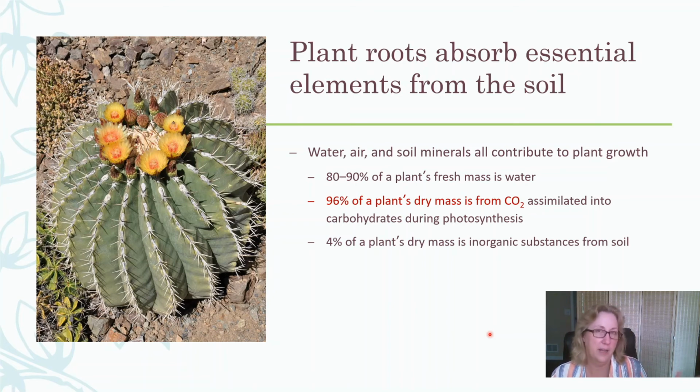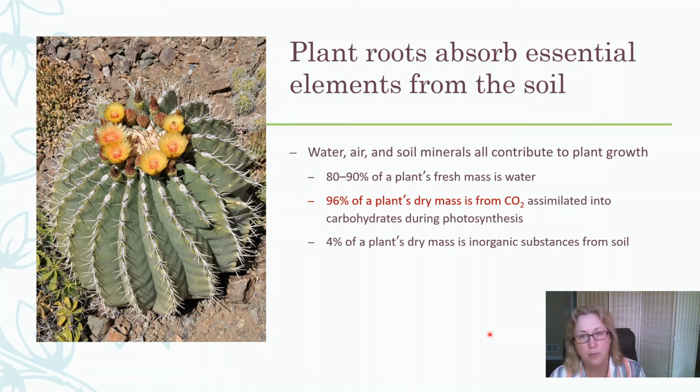But if we dry all that out, what's left is about 96% from carbon dioxide. So all of the carbohydrates, including the cellulose for the cell walls in plants, most of the structure of their proteins, fatty acids, all of that is all from carbon dioxide, which they get from the air.